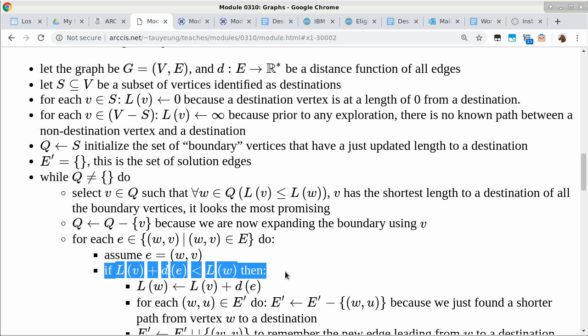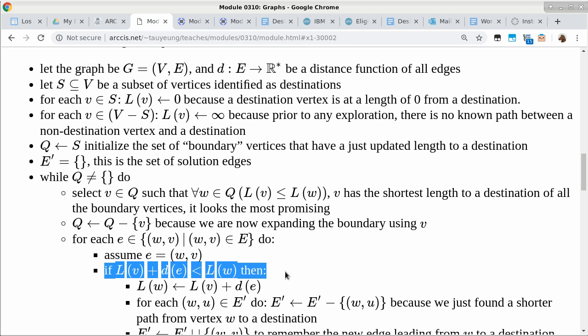First question is, what is L? What is L of something? What is it representing? What is L of W representing? It's the length of the currently known shortest path to a destination from W. L of W is representing that. Is that okay? If that is the case, then what is L of V plus D of E? What is the significance of that?